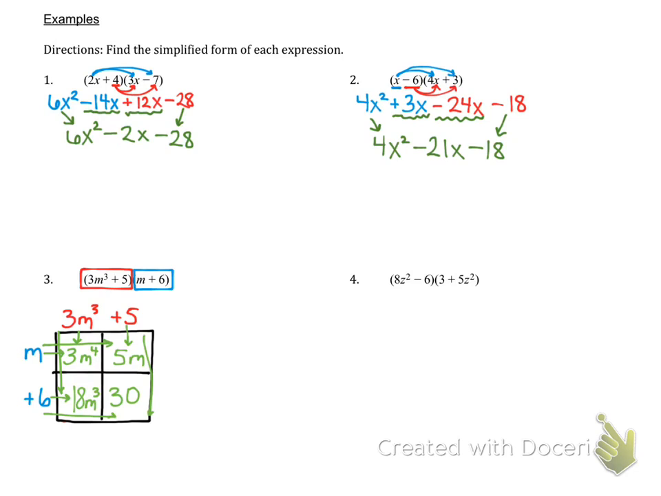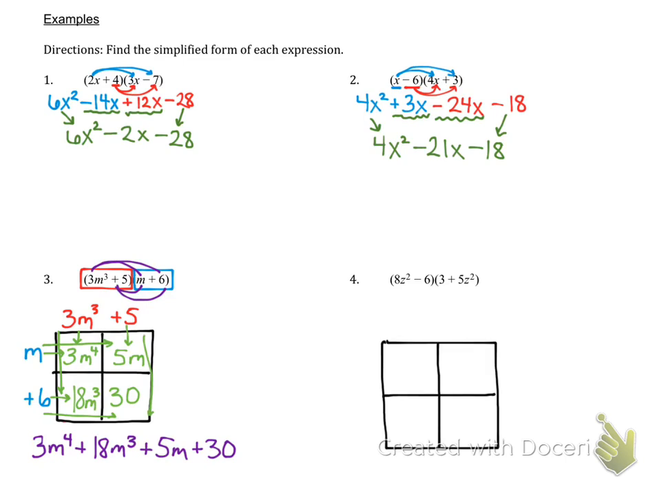Now I can look at this and I can combine like terms if there's any like terms. If not, I'm going to write it in standard form. So I'm going to start with the biggest degree, which is 3m to the 4th. So 3m to the 4th, and then I have the 18m cubed, so plus 18m cubed. Then I have my 5m, so plus 5m, and then plus 30. So the box method is a different way to do it. If you want to, you can still distribute like we did in the first two problems like this. So either way will work.